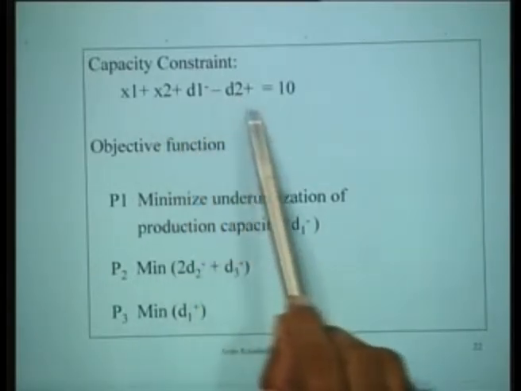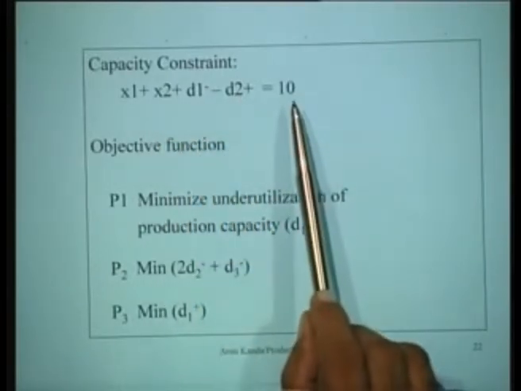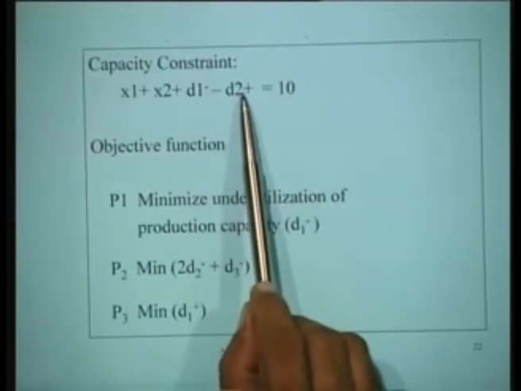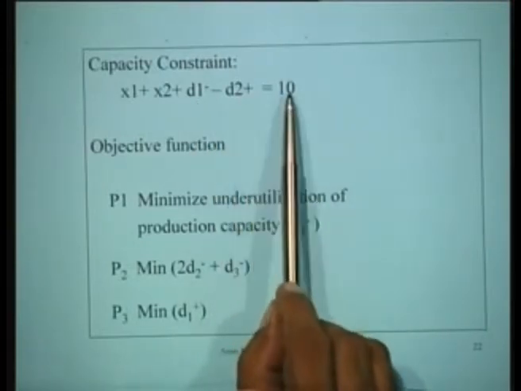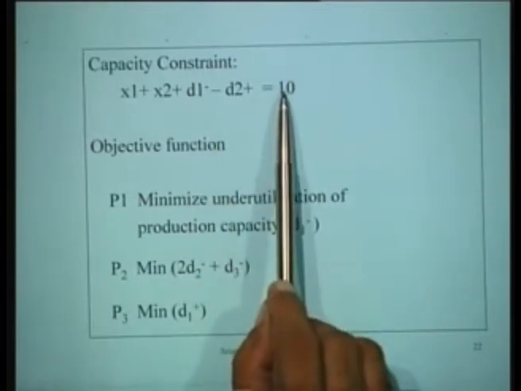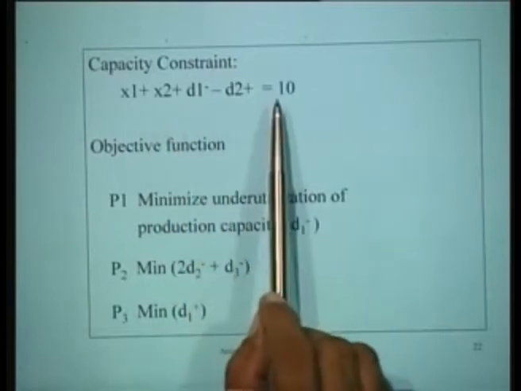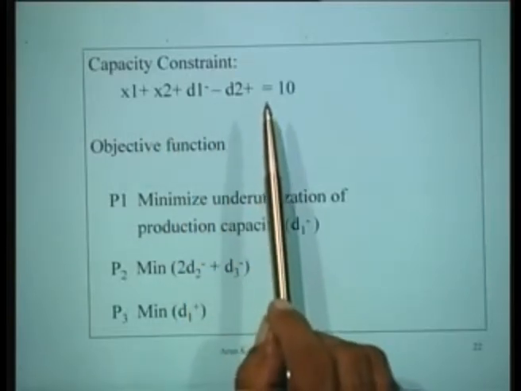So, the interpretation of this can be that this is a target and these are the under deviation and the over deviation from the target, because you do not know to begin with whether we would be under deviating or over deviating from the target. So, it is a very convenient device to model such situations.